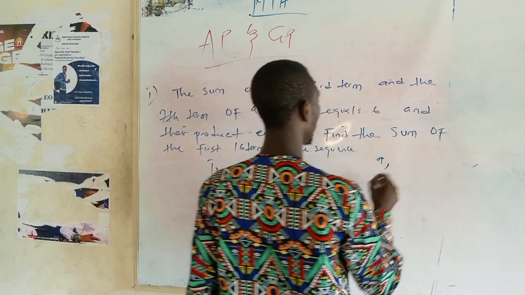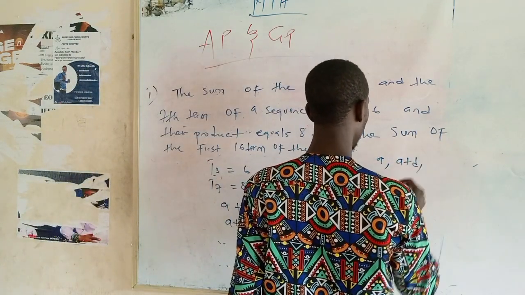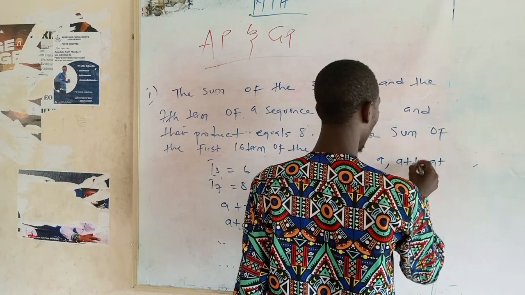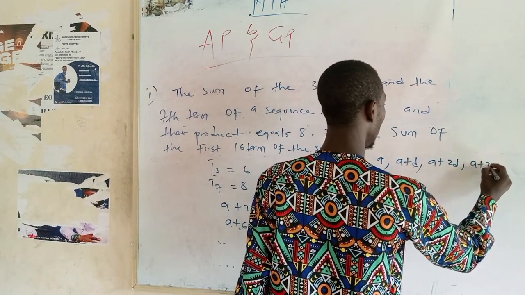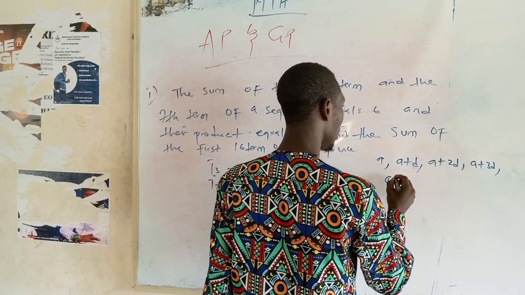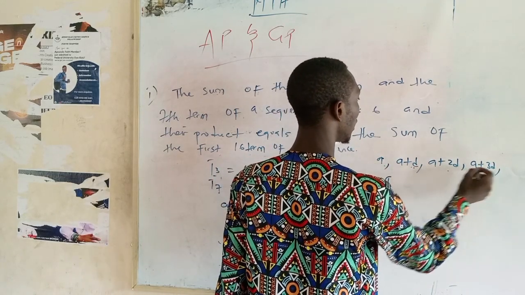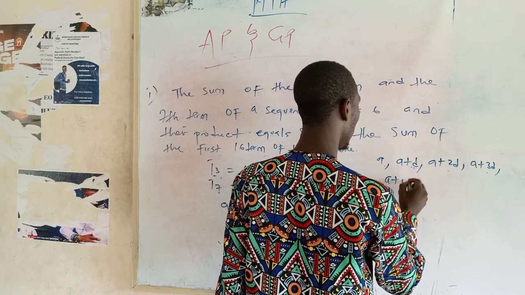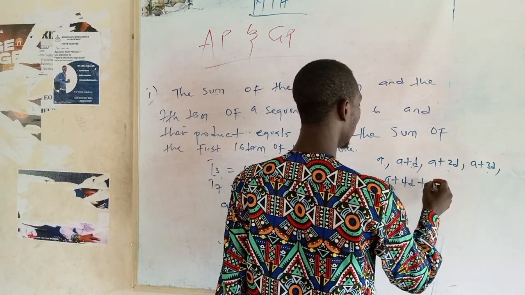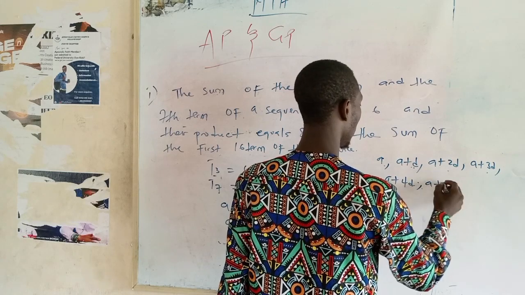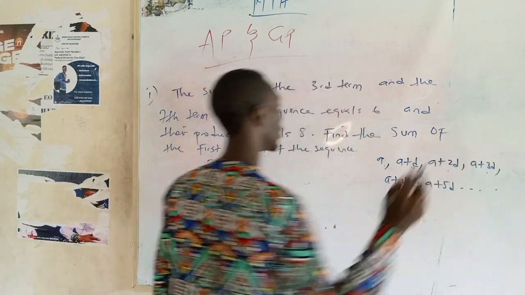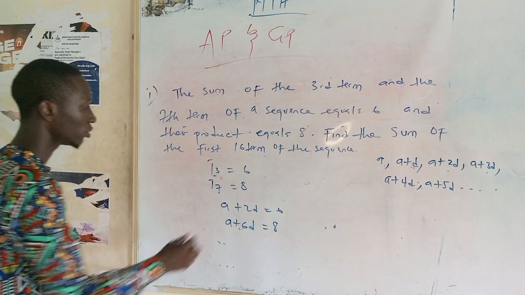Recall, I said the first term is A, the second term will be A plus D, and for the third term you add D to this again, so it becomes A plus 2D. The fourth term will be A plus 3D, the fifth term will be A plus 4D, and the sixth term will be A plus 5D, and so on to infinity. So that's how it goes.